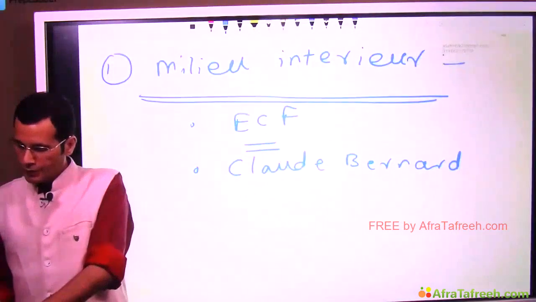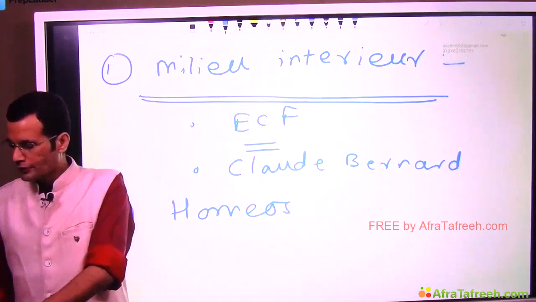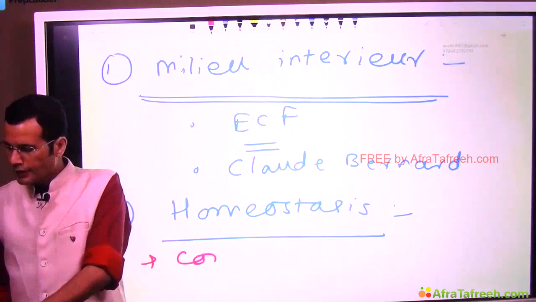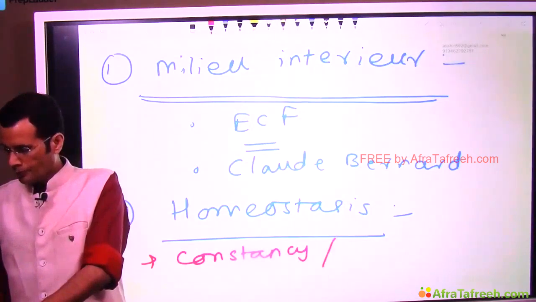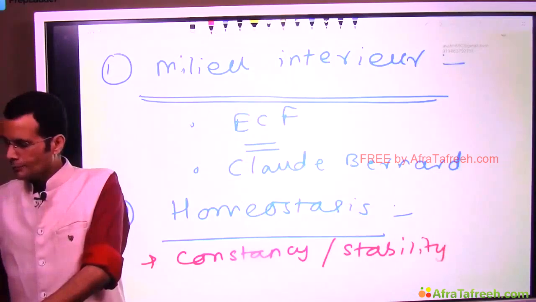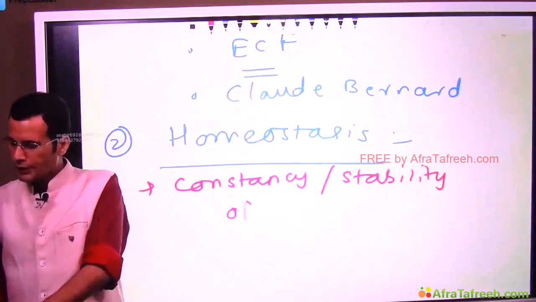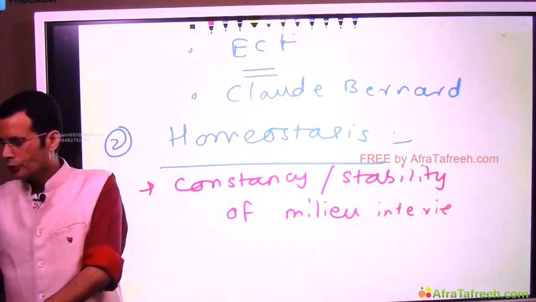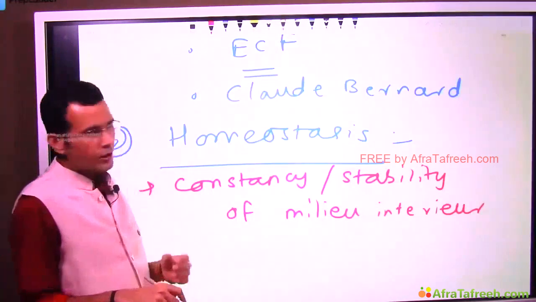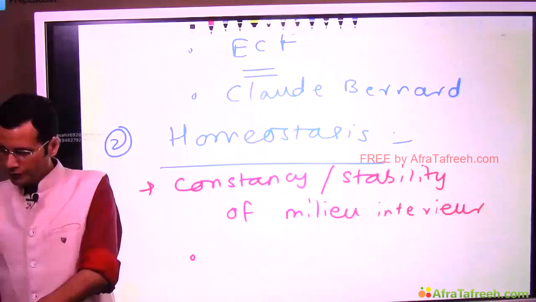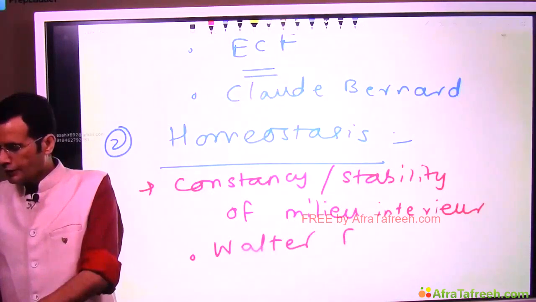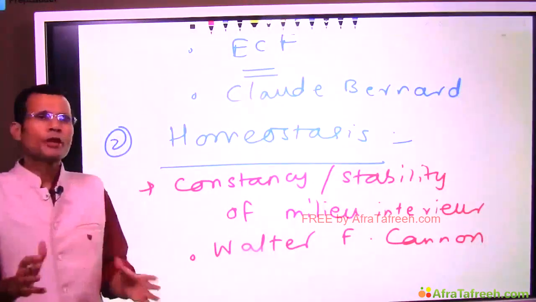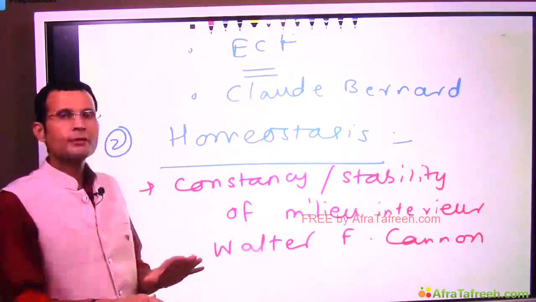And the other term is homeostasis, maintaining the constancy or stability in the milieu interior. So that's another term, stability of the milieu interior. That's called homeostasis. Another very renowned physiologist by the name Walter F. Cannon is credited with coining this term, homeostasis. So we are going to discuss homeostasis and its principles.